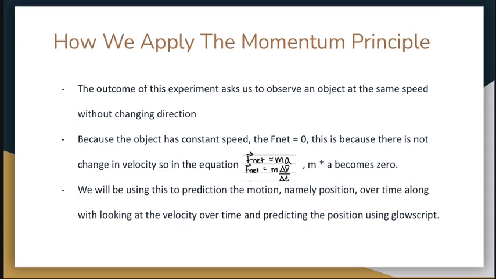How we apply the momentum principle. The outcome of this experiment asks us to observe an object at the same speed without changing direction. Because the object has constant speed, the F net is 0. This is because there is not a change of velocity, so in the equation F net is equal to m delta v over delta t, ma becomes 0. We will be using this to predict motion, namely position over time, along with looking at the velocity over time and predicting the position using GlowScript.